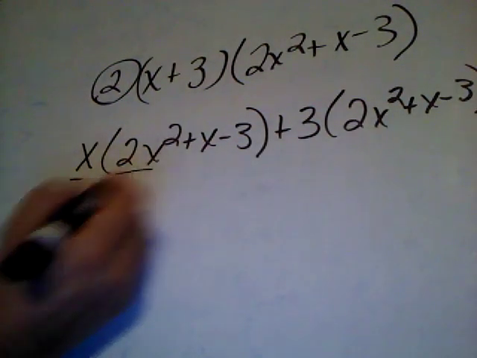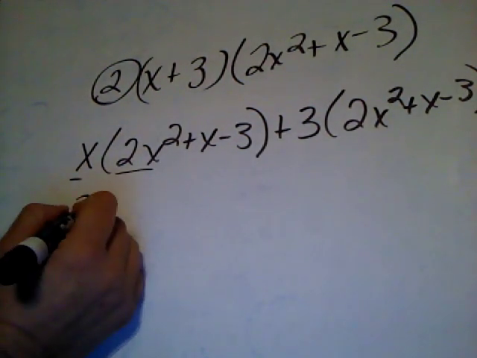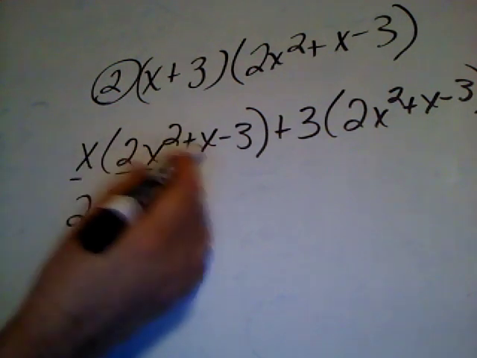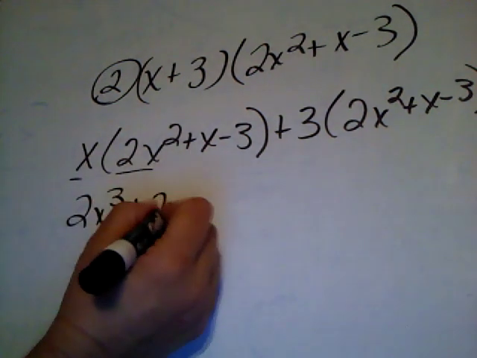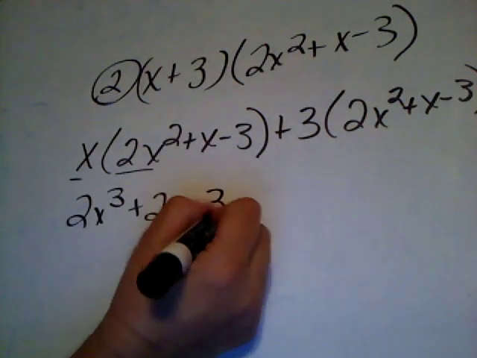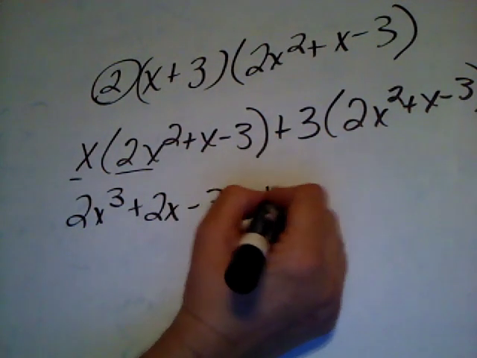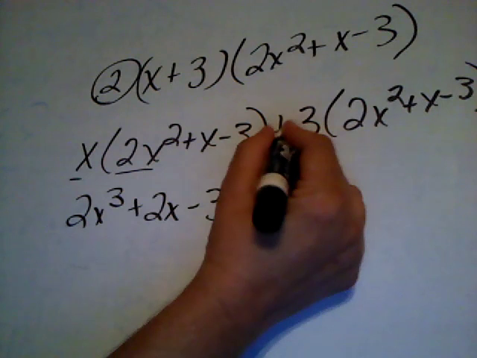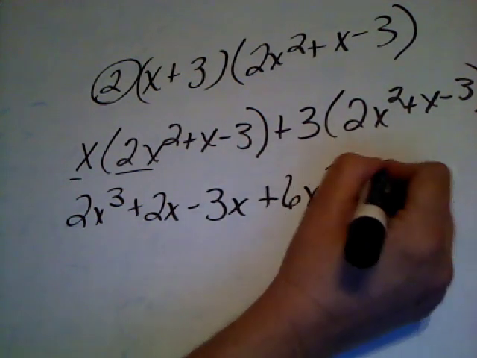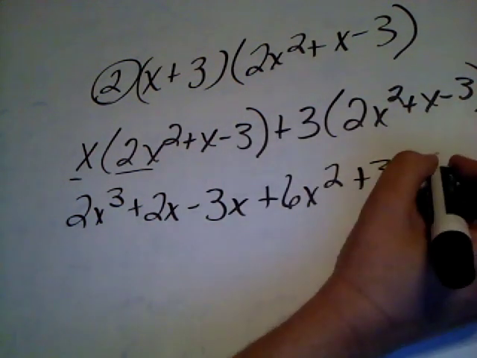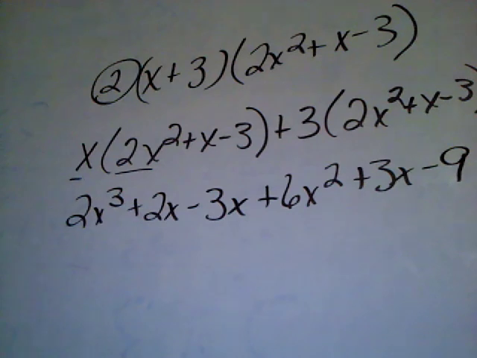X times 2x squared yields 2x cubed. X times x is a positive x squared. X times negative 3 is negative 3x. 3 times 2x squared yields a plus 6x squared. 3 times x yields a plus 3x. And 3 times a negative 3 yields a negative 9.